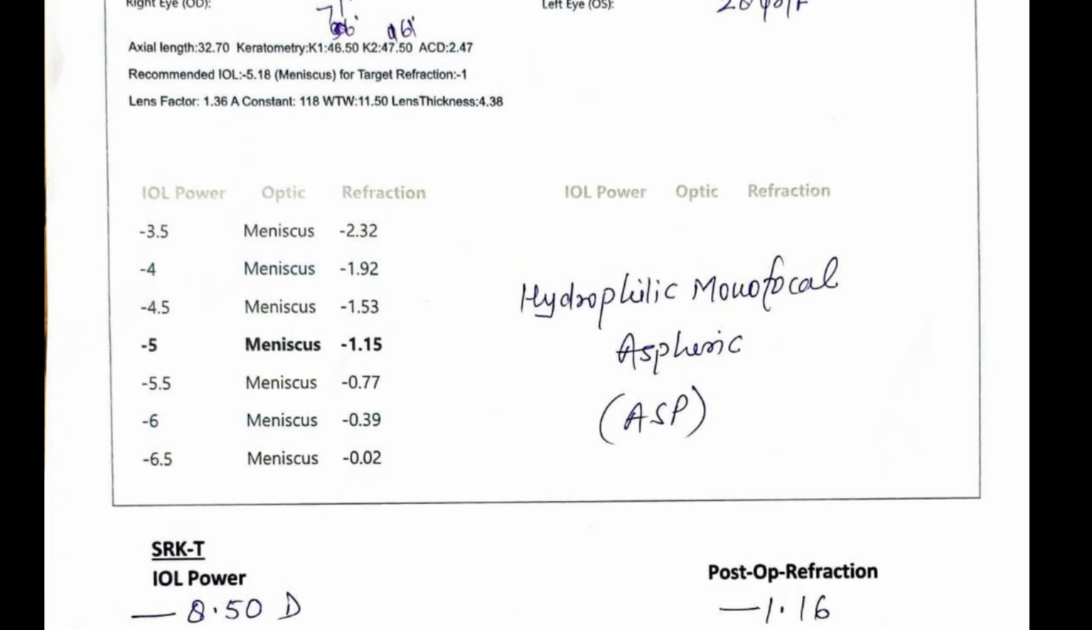For this kind of target refraction, the SRK/T predicted minus 5 diopters of IOL power. However, the Universal Barrett 2 predicted minus 8.5. And by the company's limitation of production, they couldn't manufacture this in trifocal or bifocal, and only a hydrophilic monofocal meniscus lens was available for this kind of power. It was a customized lens, and an IOL power of minus 8.5 couldn't be manufactured by the company. So we finally decided on the IOL power of minus 9 diopters.